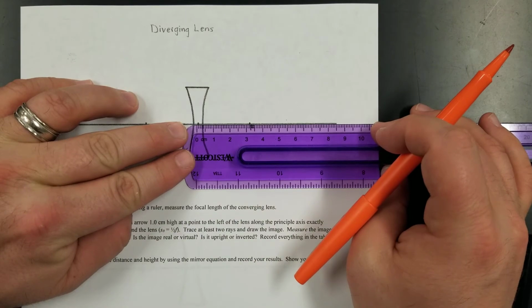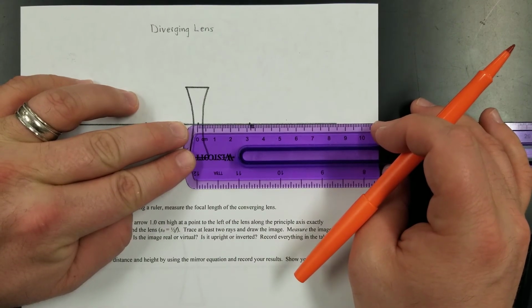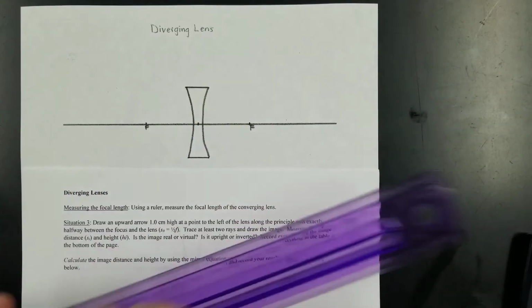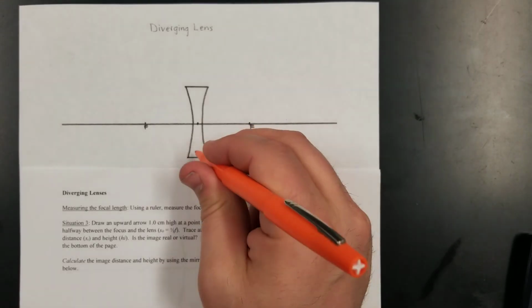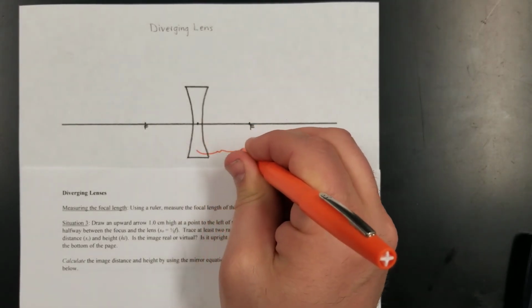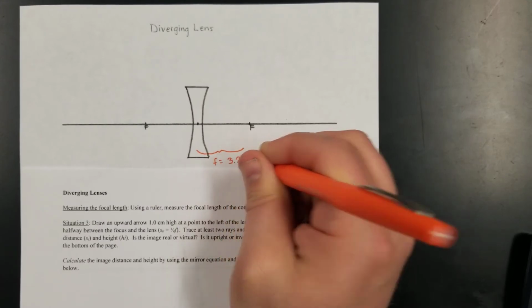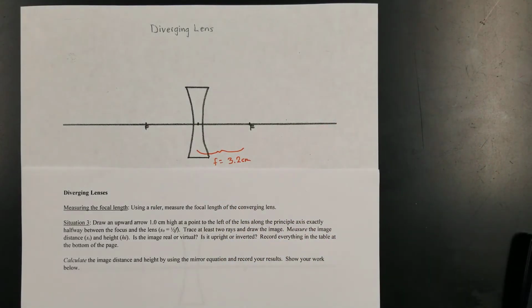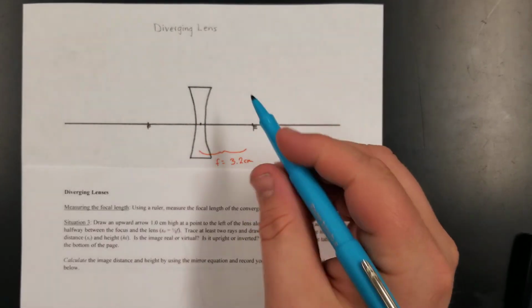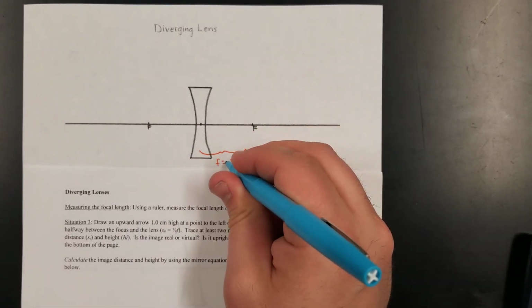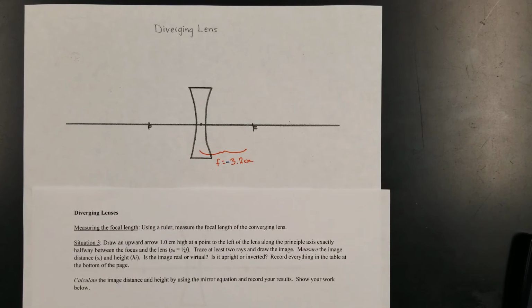Same thing, line up our ruler. This one is 3.2 as well. So this distance here, f equals 3.2 centimeters. But we've got to be careful. For a diverging lens, just like a convex mirror, we have to remember to make the focus negative. Nobody's going to remind us of that. The focal length of a diverging lens is negative when we use it in our calculations.